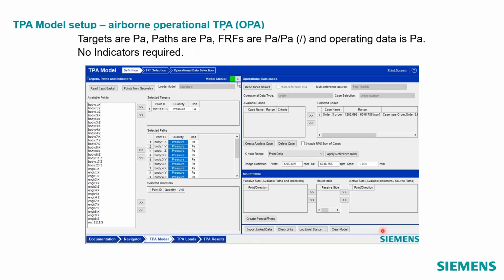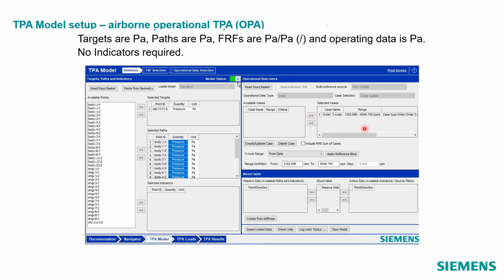So a little bit different in that the targets are going to be a pressure. This is an airborne example. The paths are pressure. The FRFs are pressure over pressure, so they're actually unitless. And the operating data is pressure. And you can see when we set up the TPA model, we have targets and we have paths, but we don't need any indicators. And then here for operational data, I have an order.